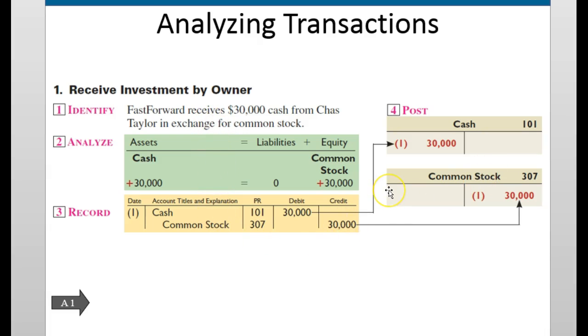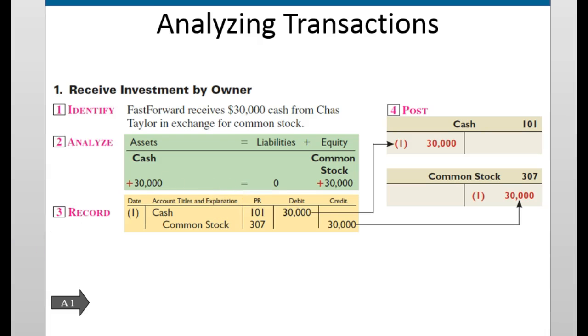Now this is posting to the general ledger. So in cash, it's on the left-hand side, it's a debit, we put 30,000. For the common stock, in the common stock account at 307, we put 30,000. The equation is balanced. If we were to pull off financial statements right now, my balance sheet would read cash 30,000, common stock 30,000, equity. So my assets would equal liabilities and owner's equity. So that's how we start this.